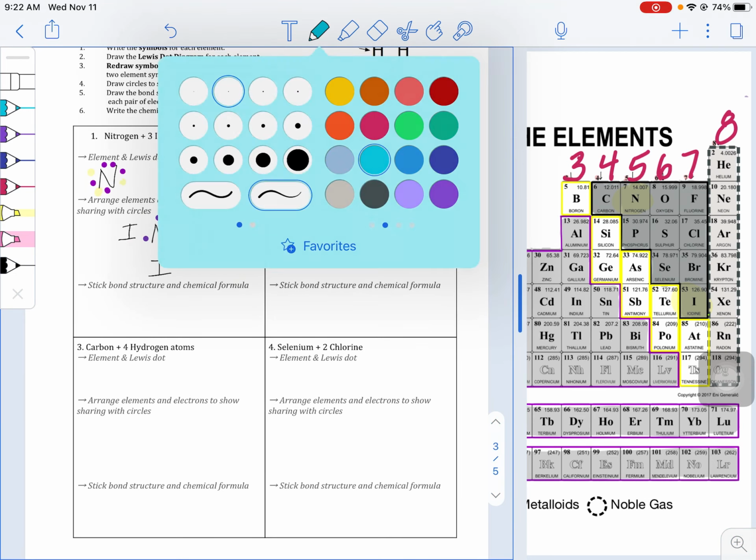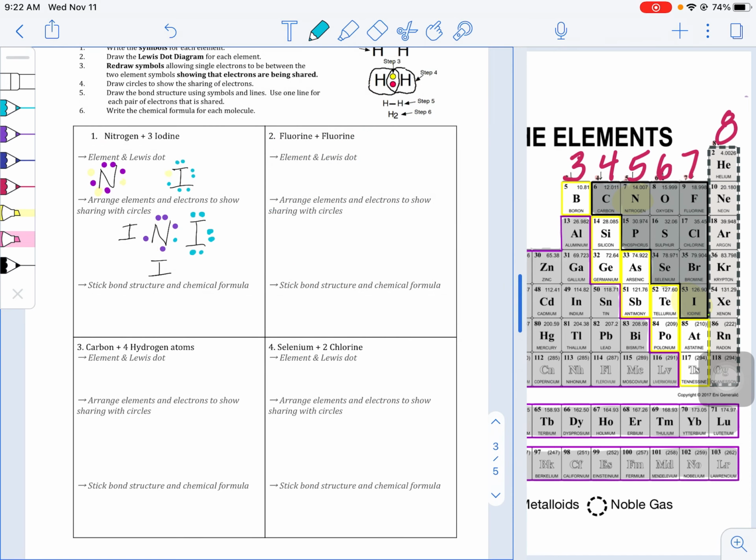So again, back to my color coding. Starting here, 1 pairs them up, 2, 3, 4, 5, 6, 7. So I've got the 2 on every single side, and then that missing one, the puzzle piece, fits into nitrogen. Same thing here. 1, 2, 3, 4, 5, 6, 7. Okay, so I did my first 2, symbol and Lewis dot. I redrew it, showing the shared electrons. And now I need to circle it up, verifying that everybody has what they need.